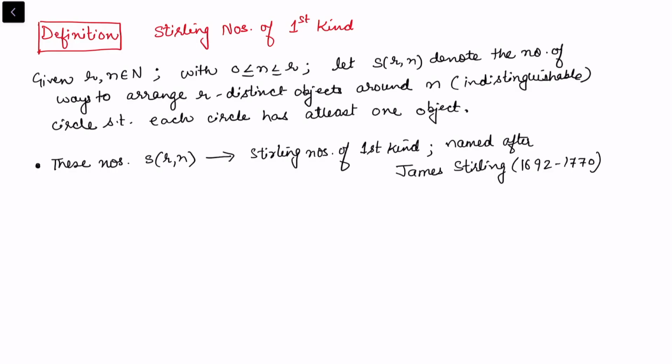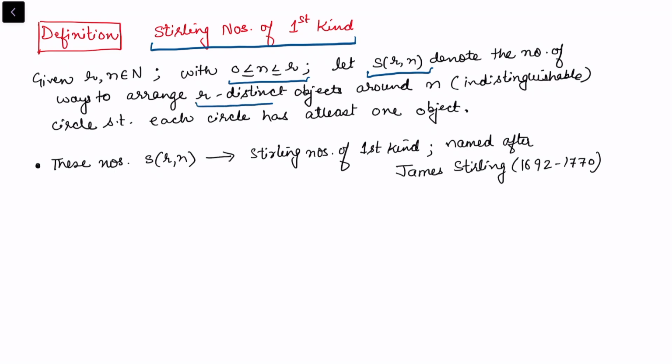In this video, our goal is to look at what are Stirling numbers of the first kind. So let's look at the definition, and I'll take an example to explain what the Stirling number is. Given two numbers r and n belonging to the natural numbers, with 0 less than or equal to n less than or equal to r, let S(r, n) denote the number of ways to arrange r distinct objects around n indistinguishable circles.